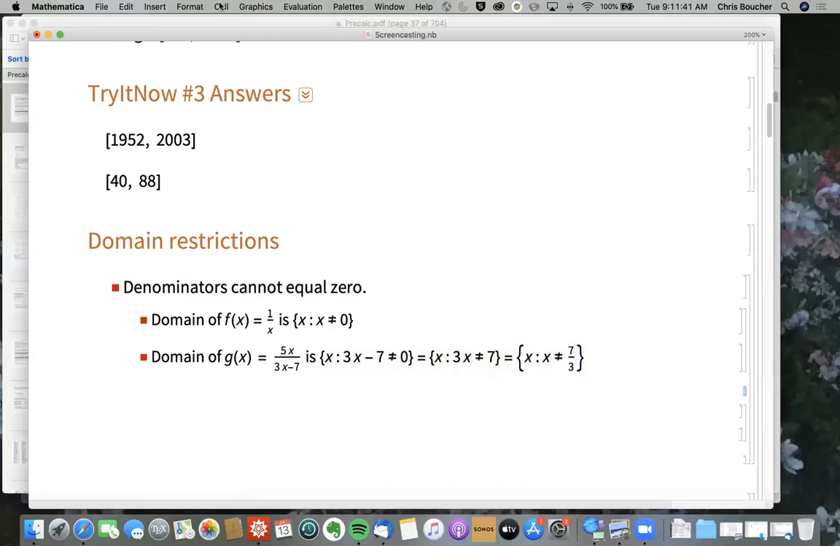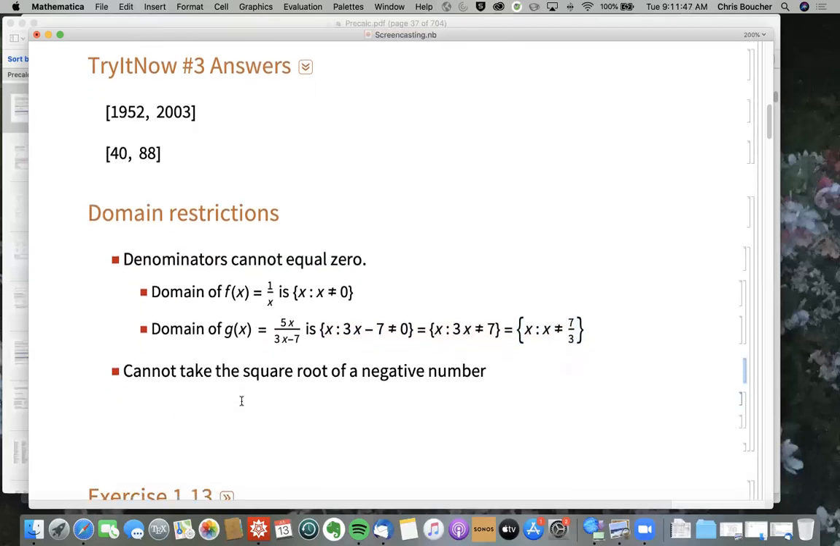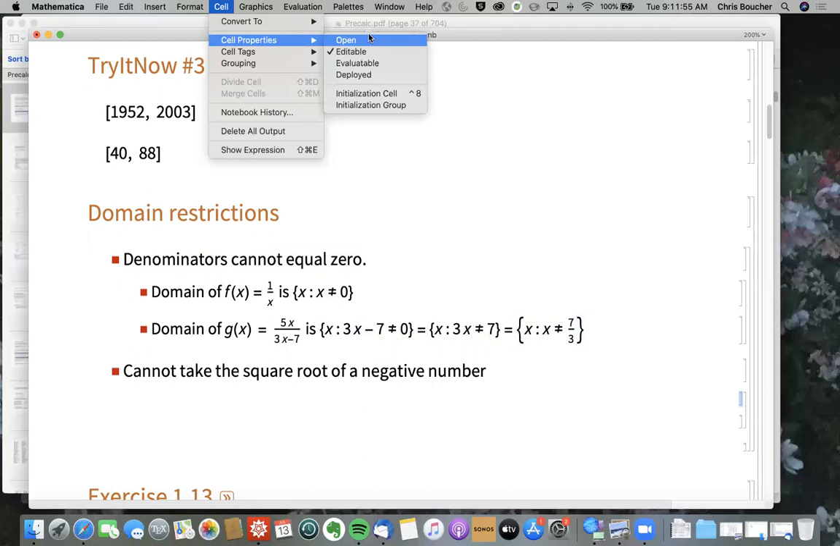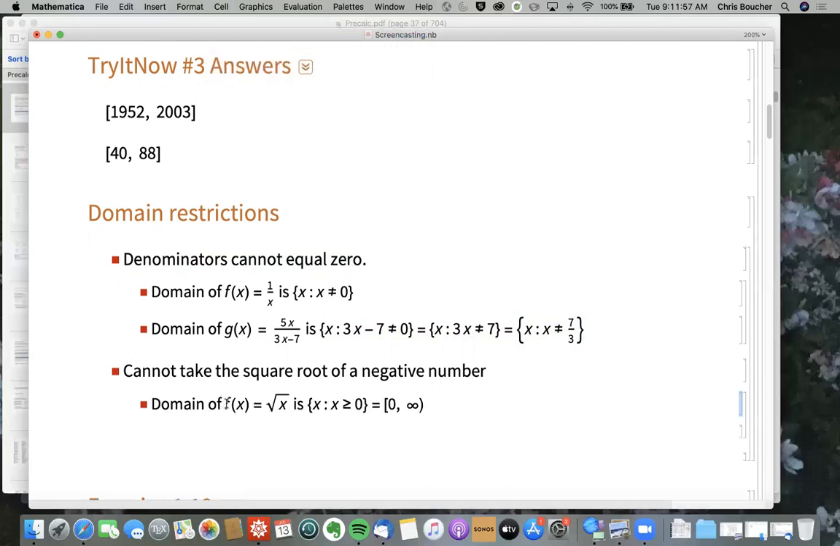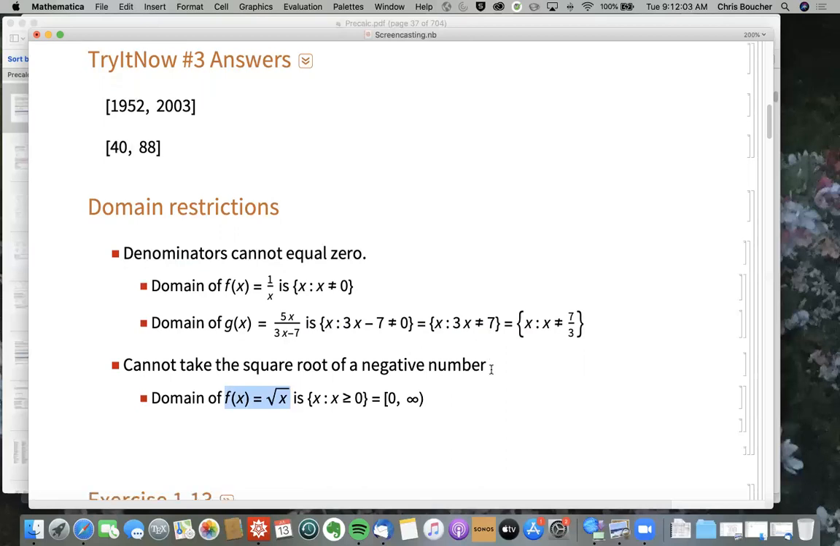The other domain restriction that we need to worry about right now are square roots. You can't take the square root of a negative number. Again, we only work in the real numbers, and that's why this is the case. So if your function has the input variable under a square root, and the simplest example is just the square root function, f of x equals the square root of x, then potentially there's a domain restriction.